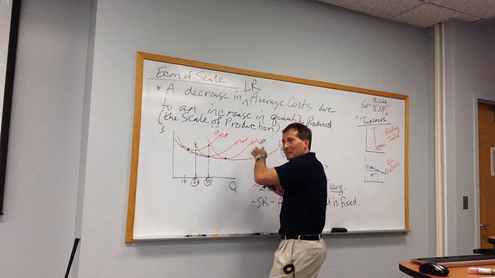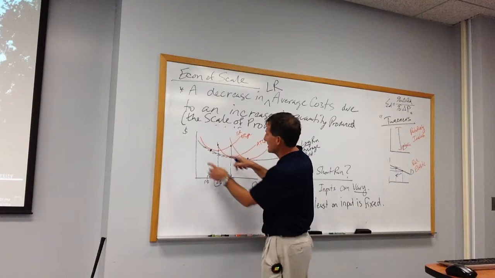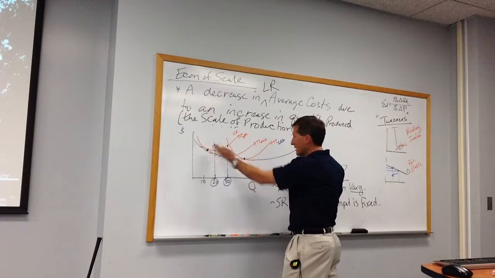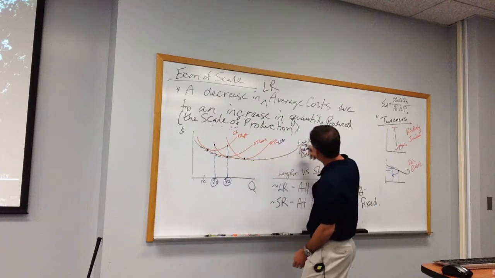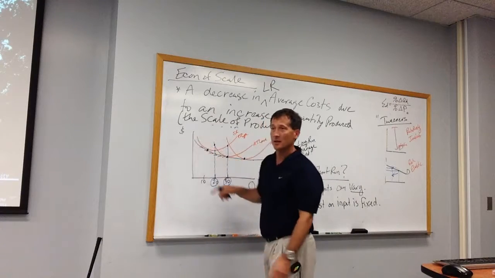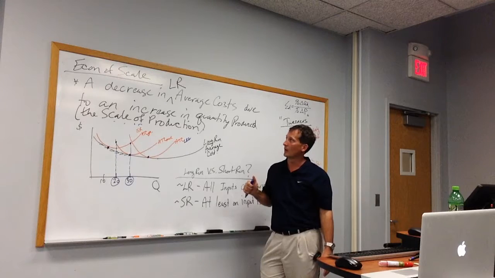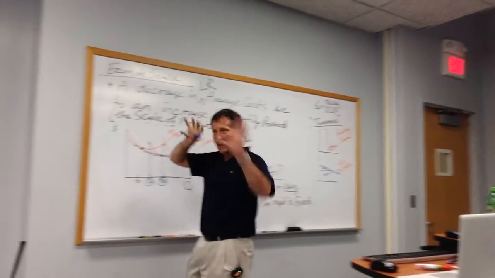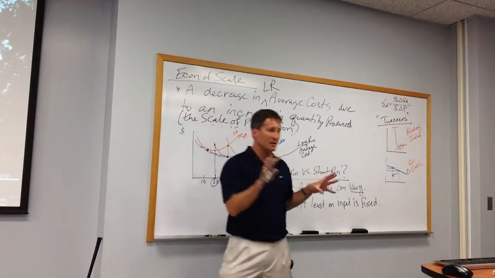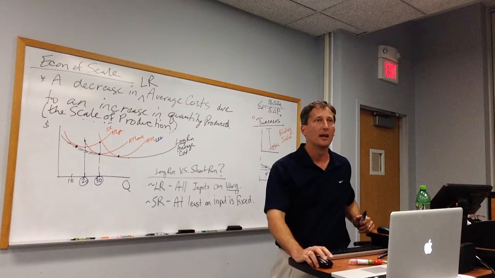I only drew 3 of them, but if you can imagine doing the square footage business, there's an optimal size building for my production process that minimizes cost. And that's what this long run average cost curve is. Okay, so that's economies of scale, economies of scope. This little chapter is just about 4 pages long.